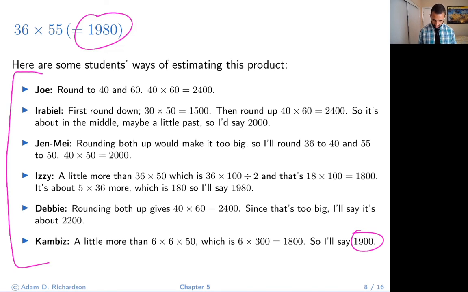So every single one of these is a valid method of estimation. So your students are always allowed to do that. And we have to encourage them that they're allowed to do that when we're just looking for an estimate.